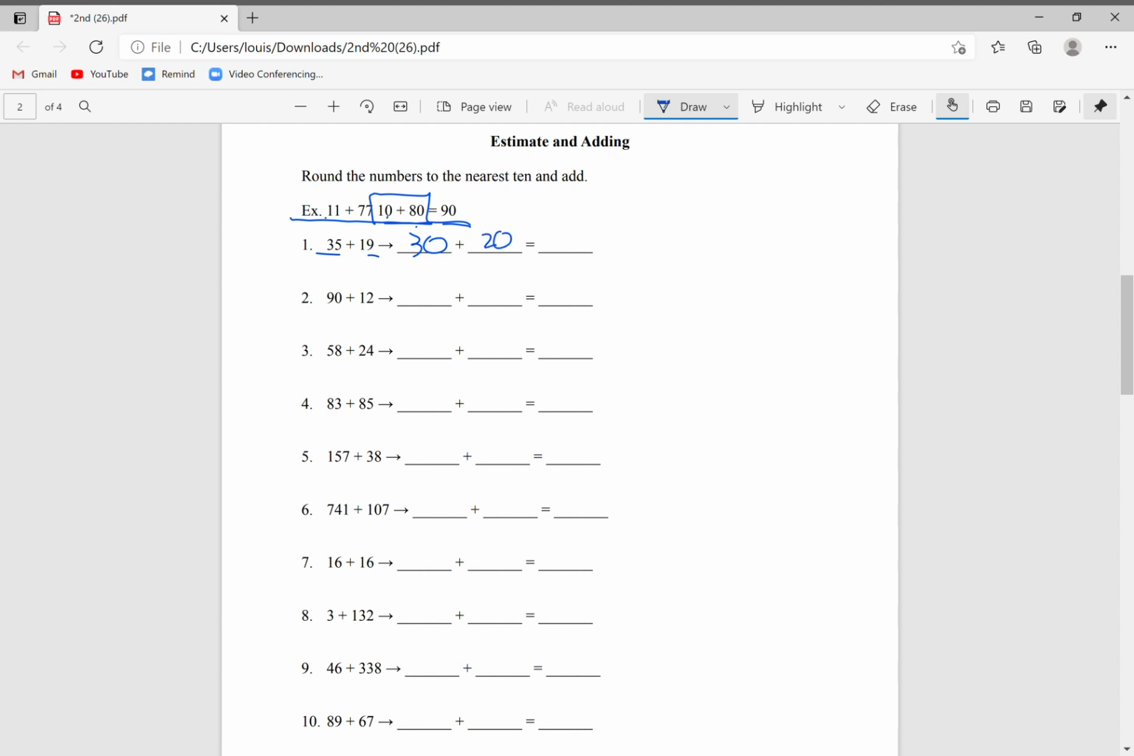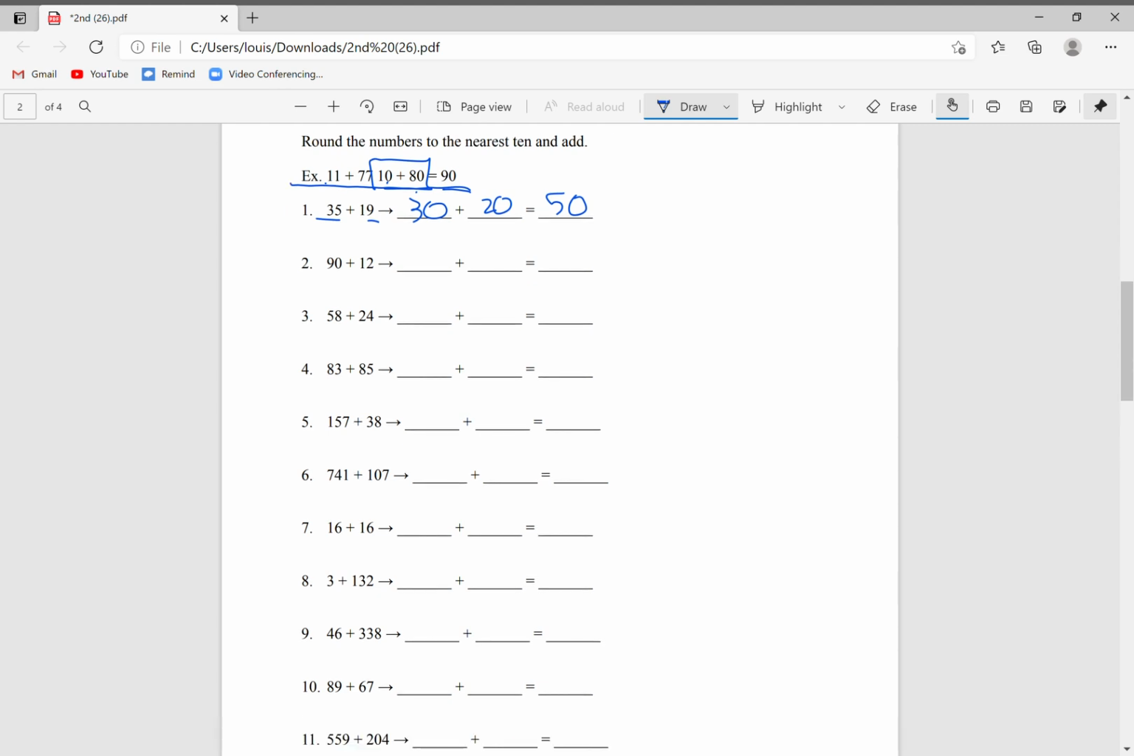So, what's 30 plus 20? Well, you can just add 3 plus 2, which gets you 5, and add a 0 to it, which gets you 50. So now you have 50 as your answer. Alright.